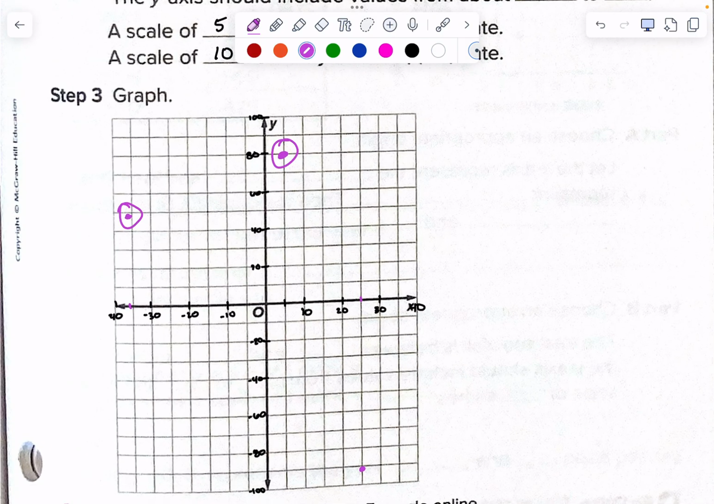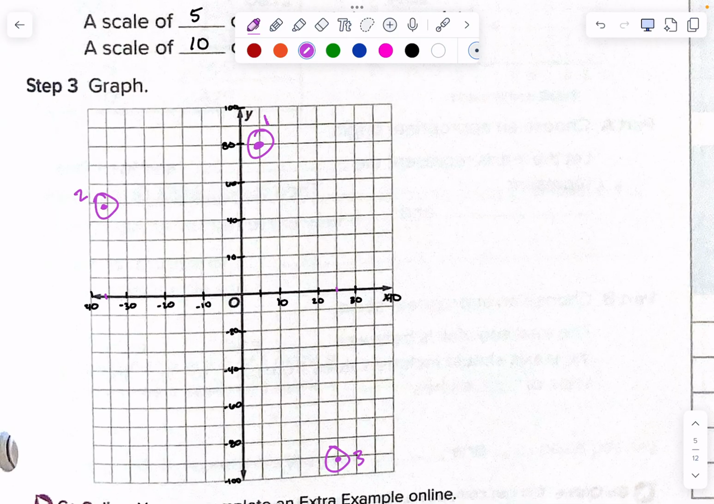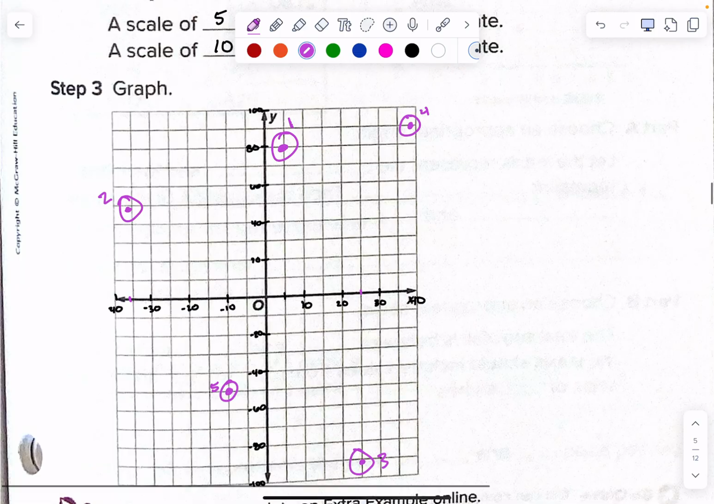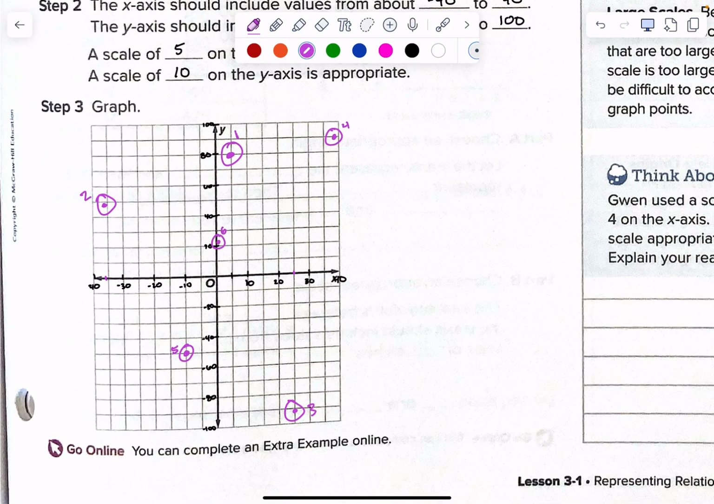I'll circle them so you can see them a little bit bigger. Okay, that's my third one. This is number 1, this is number 2, this is number 3. Can you see my dots? Number 4 is (38, 95). Right about there. That's number 4. Okay, the fifth one, (-10, -50). That comes out nice, right there. That's number 5. Number 5 is that one. Negative 10, negative 50. And (1, 22) is about right there. That's number 6. Okay? Those are all my spots.